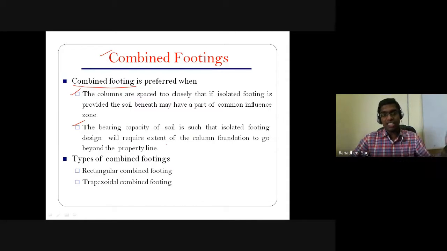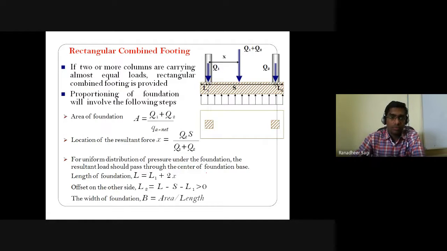In the other direction, wherever space is available, you can extend your footing so that the pressure distribution from the footing onto the soil can be minimized, so that failure in the foundation will not happen. The most common types of combined footings we are going to come across are the rectangular shaped combined footing and the trapezoidal shaped combined footing.